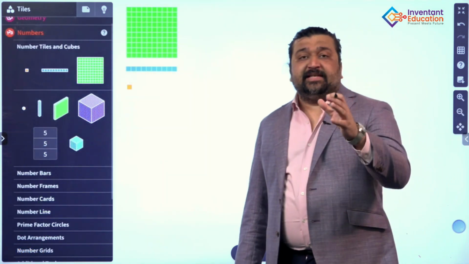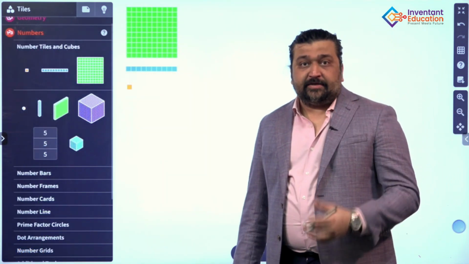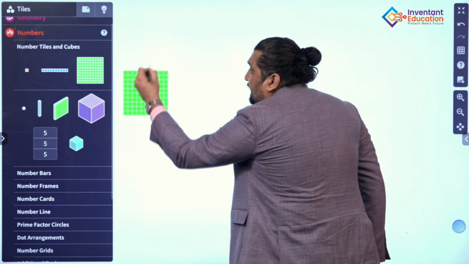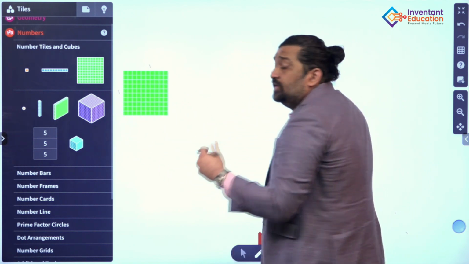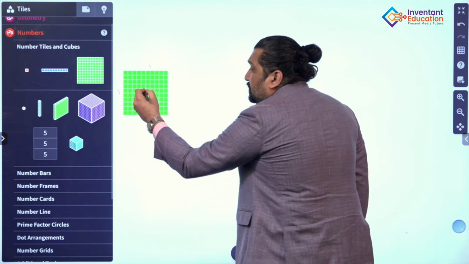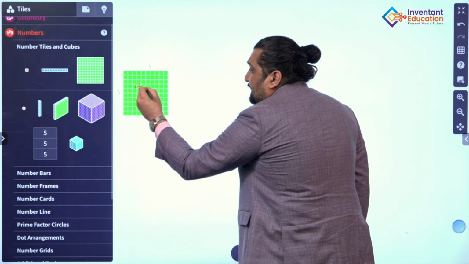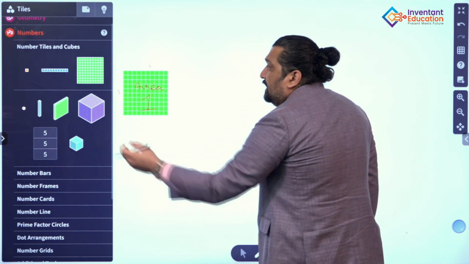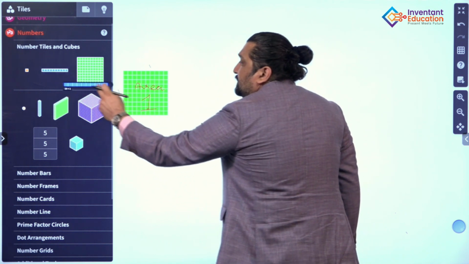Now we will see decimals with our manipulatives. For decimals, I will consider this square as 1. If the side of the square is 1, its area also will be 1. So I'll write area is 1.